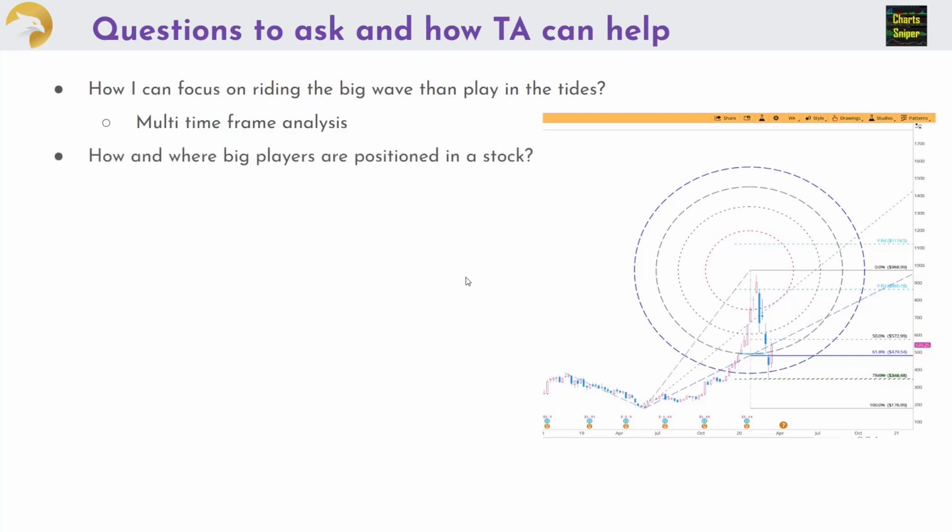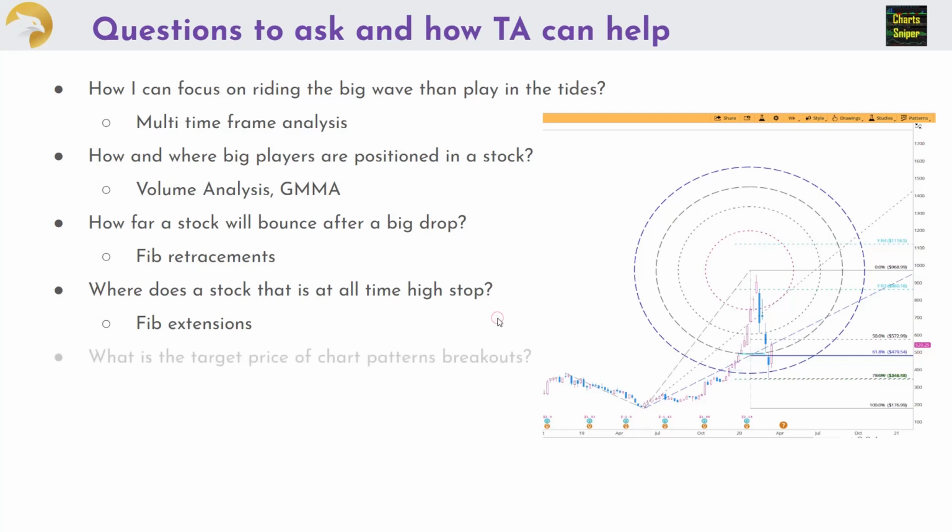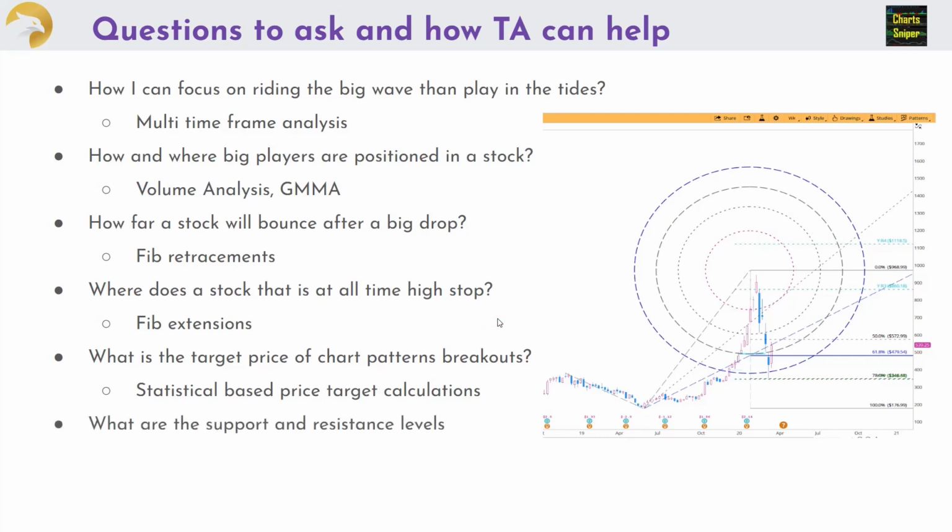And how are big players positioned in a stock? Some technical studies, like volume analysis, will help. When a big drop happens and the stock is bouncing back, to what levels might it bounce? Fibonacci retracements will help with that. And after reaching an all-time high, what level does it go to? Extensions will help. And when you see a certain chart pattern, and the pattern breaks out or gets busted, what are the statistical price targets? Typically, how much percentage does it move? Understanding these concepts will certainly help you exit at the right time.